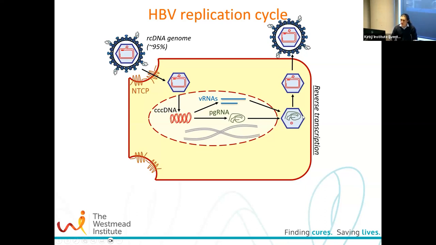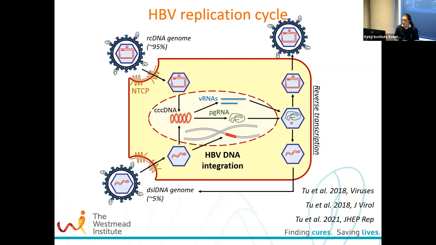The pregenomic RNA is then encapsulated into viral capsids, along with the viral reverse transcriptase. Within that nuclear capsid, reverse transcription occurs and you get new circular DNA genomes, and those viruses are then secreted out into the blood to infect new cells. There is a byproduct of reverse transcription, however, where instead of relaxed circular DNA, these double-stranded linear forms are produced, and these can also be secreted as virions. When they infect new cells, they can either form cccDNA, but importantly to the work that we're doing, these can integrate into the host cell genome.